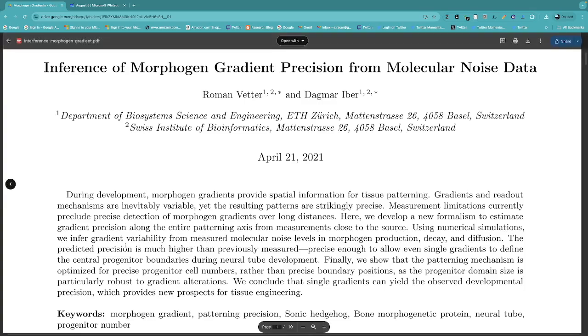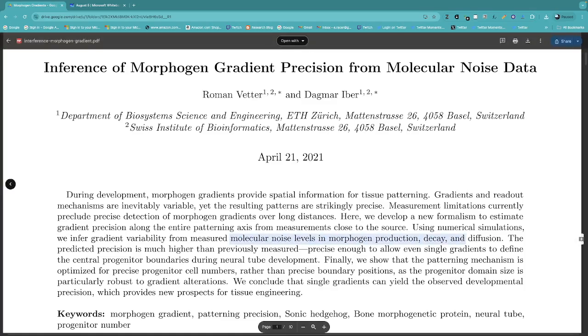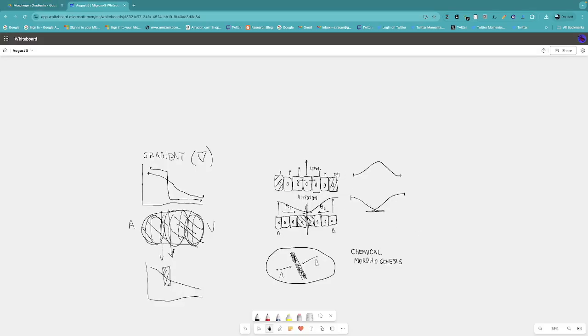Using numerical simulations, we infer gradient variability for measuring molecular noise levels in morphogen production, decay, and diffusion. So our production, decay, and diffusion are all governed by this sort of stochastic process. We have to use that to estimate the gradient and the extent of the gradient. So we start off with a lot and we end up with a little.